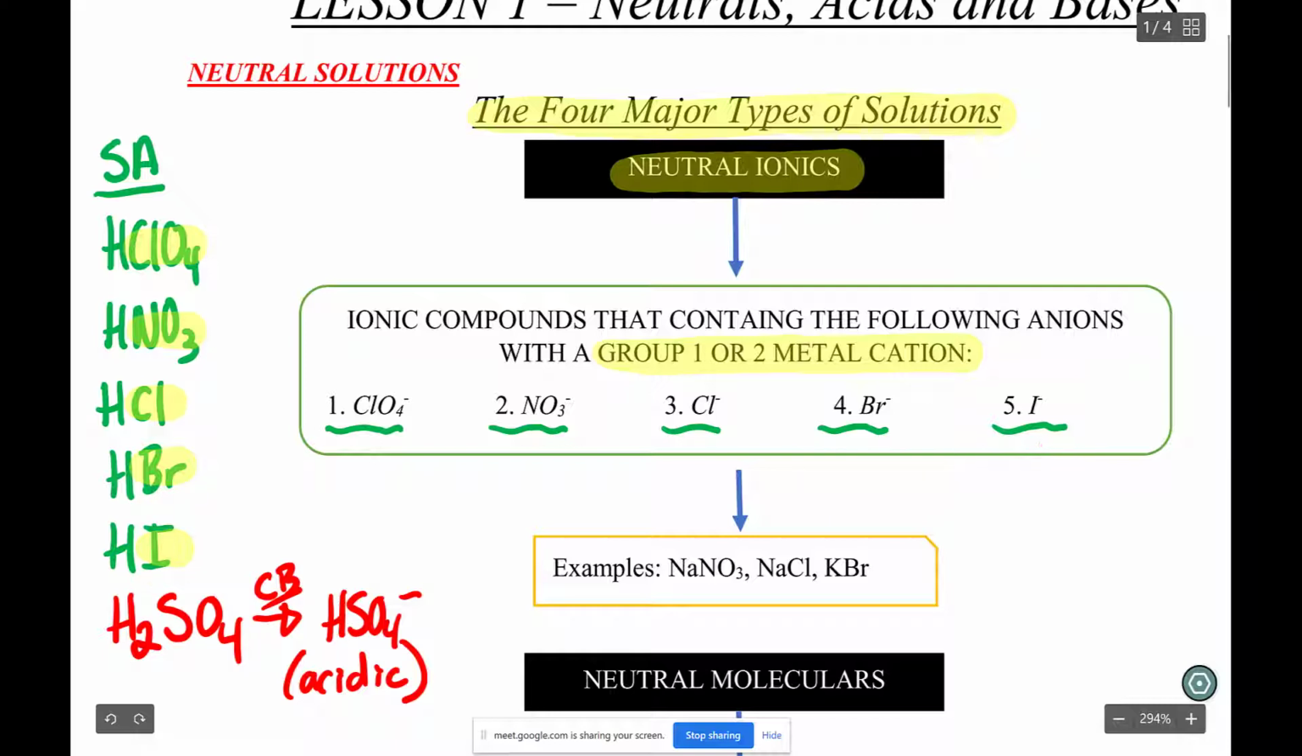So examples like sodium nitrate has nitrate. Sodium is a group 1 metal cation. Sodium chloride. Chloride is one of the 5, and sodium is a group 1 metal cation. Potassium bromide. Bromide is one of the 5, and potassium is a group 1 metal cation. Again, there are other neutral ionic compounds, but we don't want to go outside of this basic concept of group 1 or group 2 with these 5.